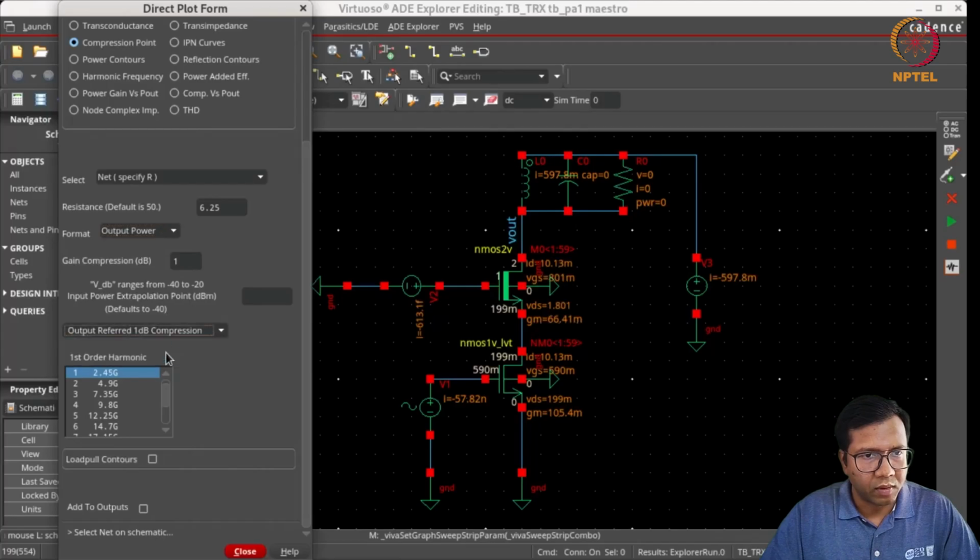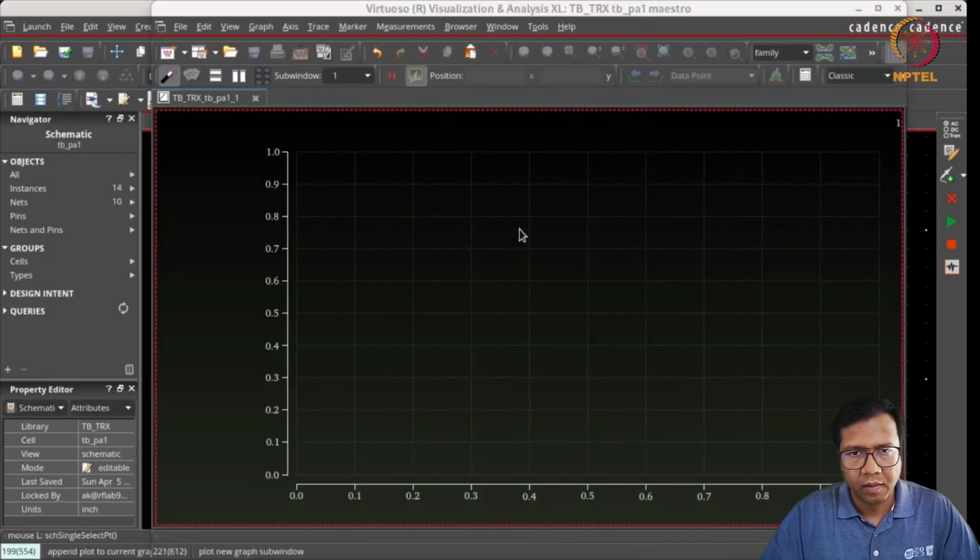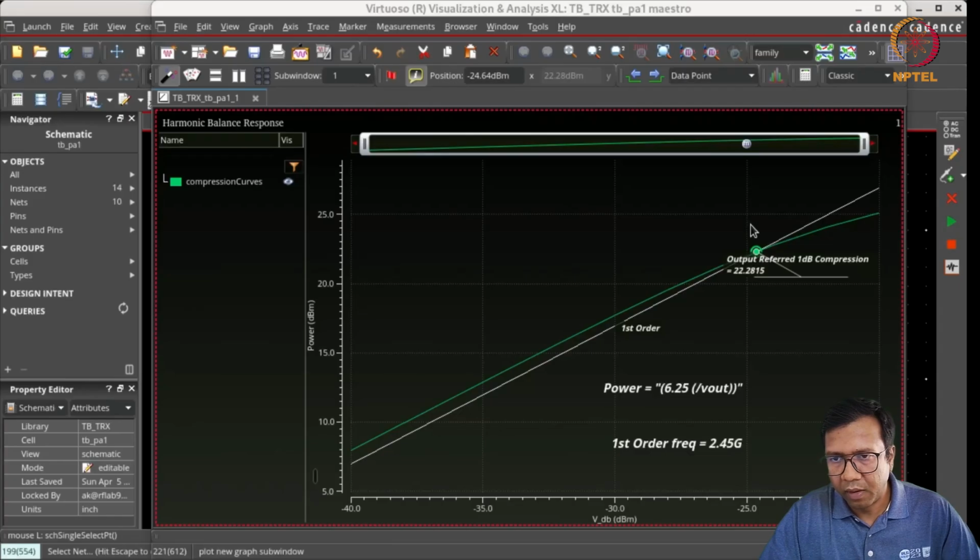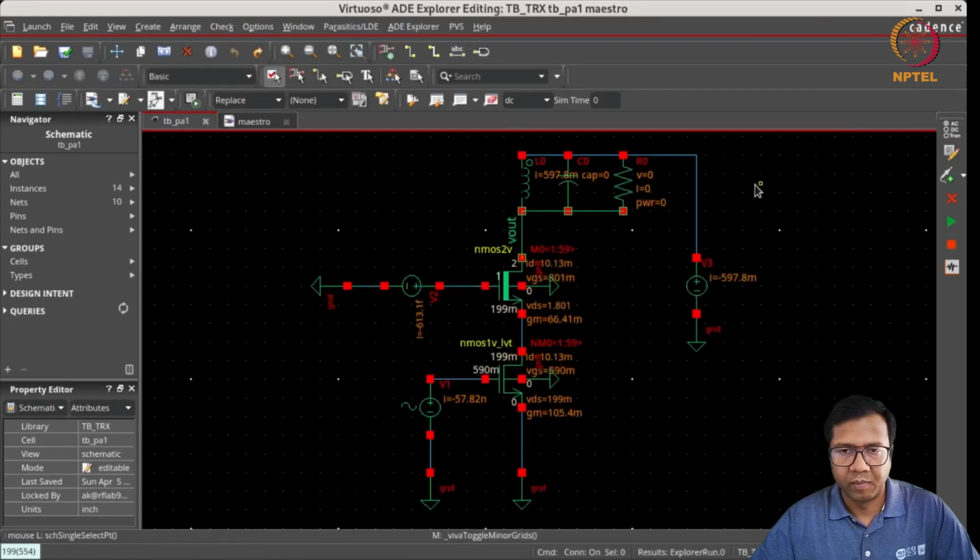And then find the output referred P1 dB. So we are getting it to be 22.28 dBm. And since this is only the half circuit, in the full circuit we'll be having a differential amplifier. So in such a scenario, we will get 22 plus 3 dB, which will be the 25 dBm output referred P1 dB. So we are meeting the specification for the P1 dB.